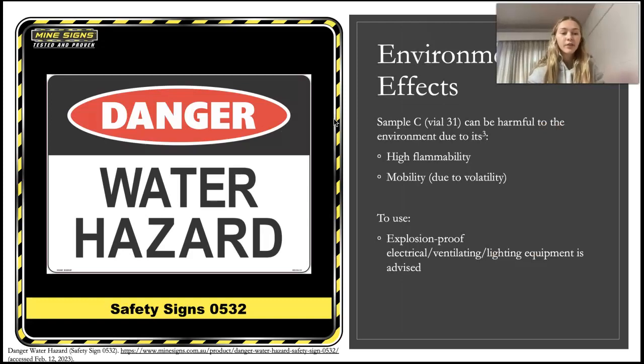And then some environmental effects. According to the safety data sheet, it is harmful to the environment because of its high flammability and its mobility due to volatility. What that means is that it's able to spread quickly throughout the water and it's harder to contain. When it's harder to contain, again, it spreads and it can get more into our surface area water as well as our drinking water. And then when using 2-propanol, it is advised to use electrical proof or explosion proof electrical, ventilating, and lighting equipment due to its hazards.